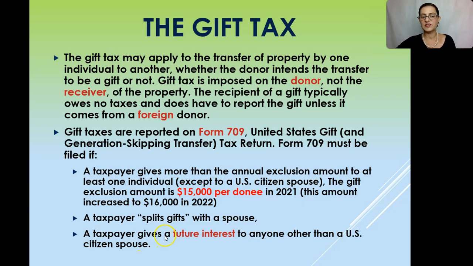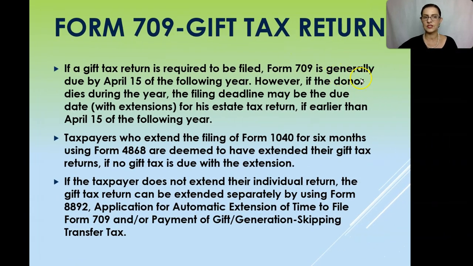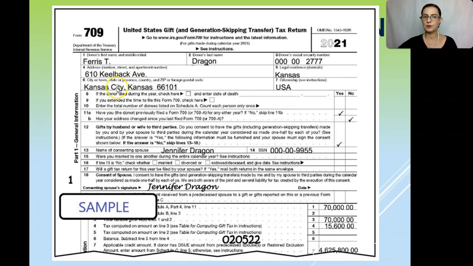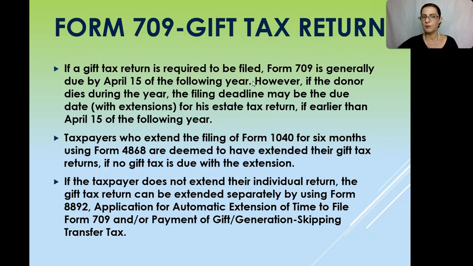If the taxpayer gives a gift of a future interest to anyone other than a U.S. citizen spouse, they also have to file. And I'm going to explain what a future interest is as well. Form 709 is the gift tax return. It's generally due by April 15th of the following year. So it has the same filing deadline as an individual tax return, but it's a separate tax return. It has its own signature line and the whole nine yards. So Form 709, the gift tax return, is a separate filing altogether.